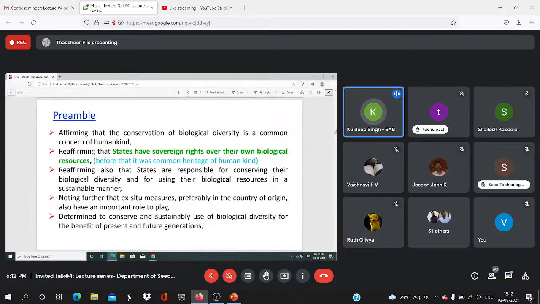Along with the sovereign rights, we have a responsibility here. It says we are reaffirming also that the states are responsible for conserving their biological diversity and for using their biological resources in a sustainable manner. When it comes to state, that means the country, and country is what? We are the country. It becomes the responsibility of every individual. If we have the sovereign right on the genetic resources present in the country, we have a responsibility to conserve those as well. And in fact, all these philosophical things make us more responsible rather than having more rights.